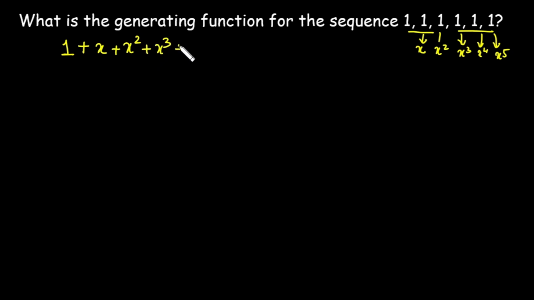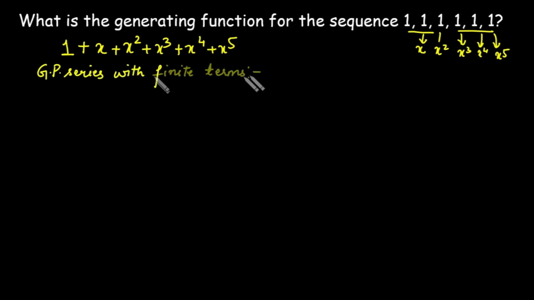After writing in this format, we need to find the sum of this summation. How to do that? This is a particular type of series, that is, a GP series with finite terms. In this case, the sum is a into 1 minus r raised to power n by 1 minus r. Now, what is the value of a in this case?